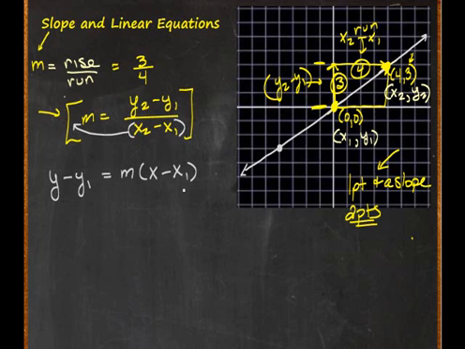And notice that I didn't call it x2 and y2, because in order to get the equation we only need 1 point. So we're going to use x1 and y1 as the 1 point. The other 2 variables, the x and y, will be the variables in our equation.